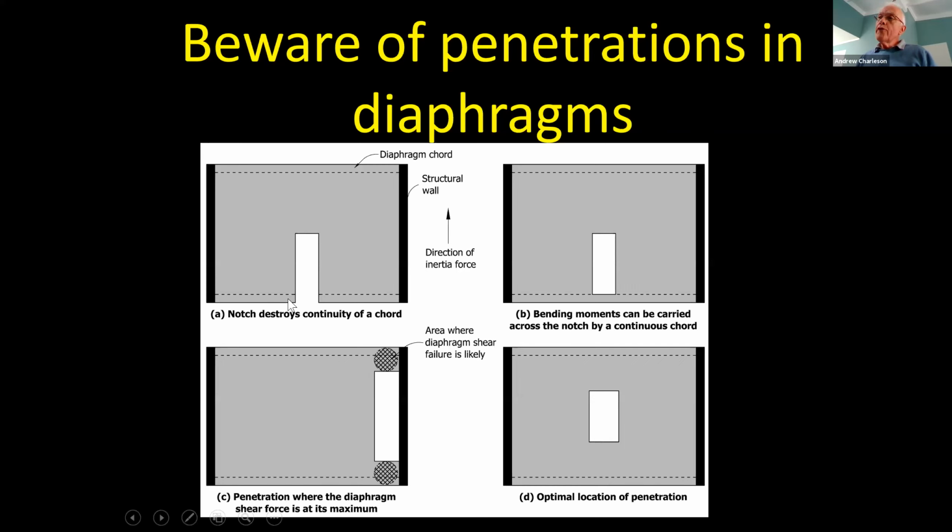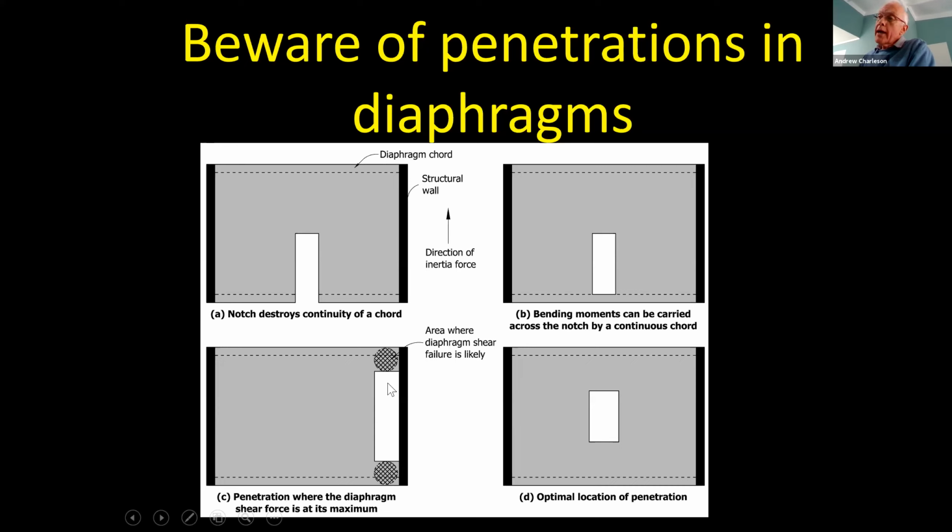Because if you put big notches in your floor slabs, that's going to destroy the ability of your floor slab to span horizontally between your shear walls or your moment frames. And so this would create a very dangerous design. However, if you had the beam running through here, this would be okay. This is the best place for a penetration in the middle of a floor slab.